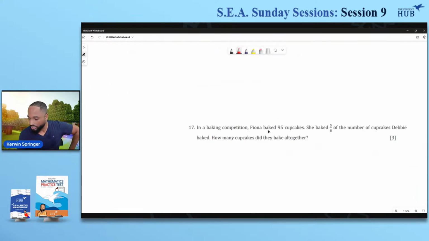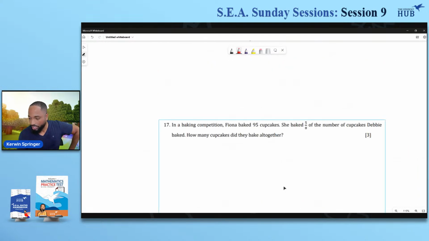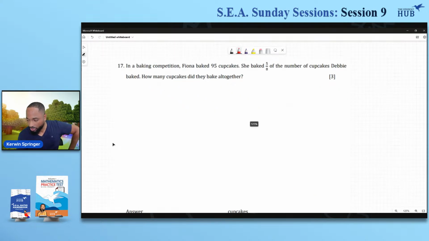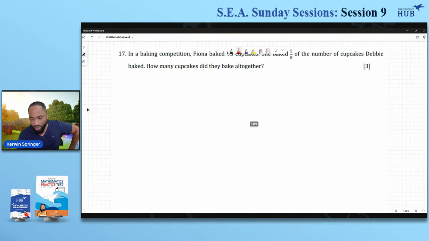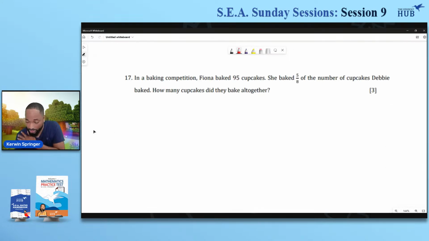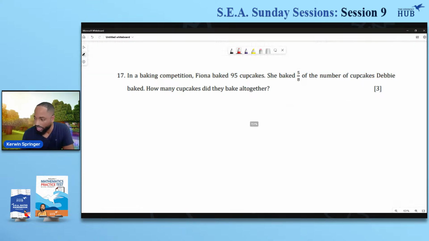Where is number 17? Come here, 17. In a baking competition, Fiona baked 95 cupcakes. She baked 5/8 of the number of cupcakes Debbie baked. How many cupcakes did they bake together?